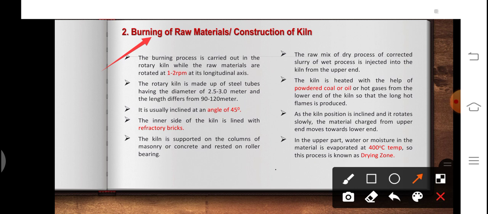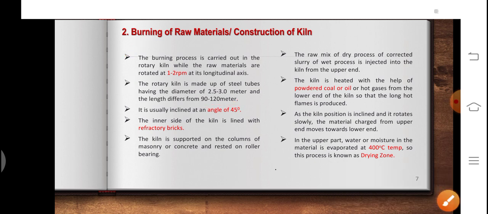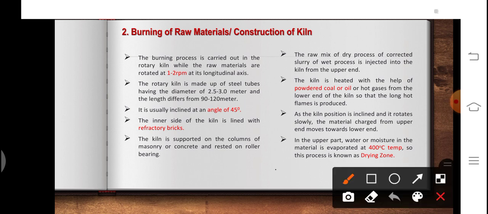Now, what is rotary kiln? Rotary kiln is made up of stainless steel having the diameter of 2.5 to 3 meters and the length of 90 to 120 meters. This kiln is usually inclined at an angle of 45 degree. This is done so that the materials move from one section to another section automatically. If the kiln is inclined at 45 degree, then the raw materials can be sent easily from one section to another section. Now, the inner side of the kiln is lined with refractory brick.